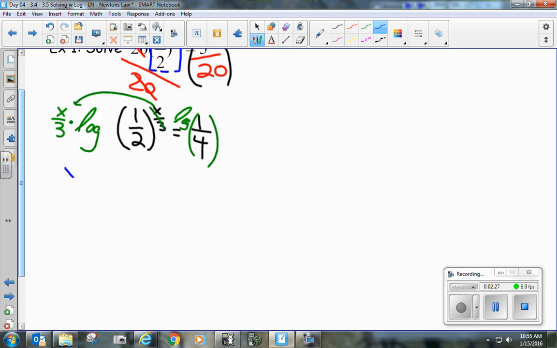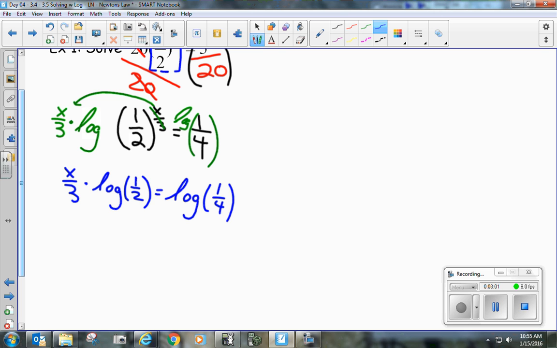I've got x over 3 times the log of 1/2 equals the log of 1/4. Don't go crazy and start typing the log of 1/2 in the calculator, put the decimal there, and type the log of 1/4. I mean, you can, but then you're just going to be writing large decimals, because they typically go on for a long time. So don't type anything in the calculator until you get your x alone. Aren't you solving for x? Wait till you get x alone, then whatever's on the opposite side, put that in the calculator one shot.